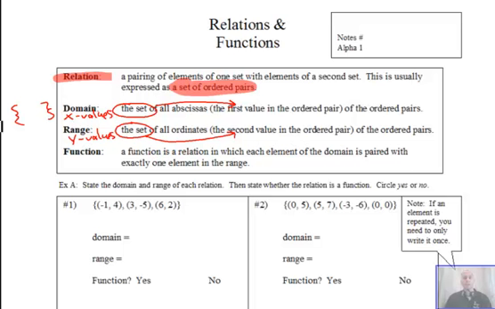A function is a relation in which each element of the domain is paired with exactly one element of the range. An element is anything. An element can be a number, a letter, a person. It's just a thing.